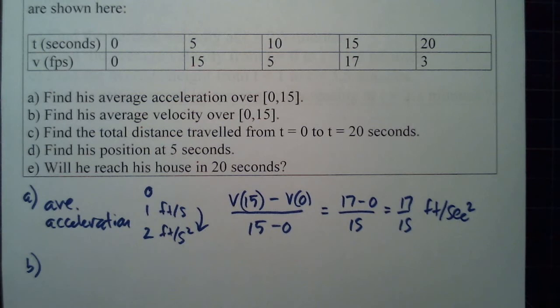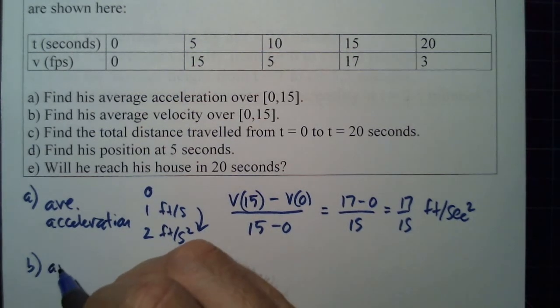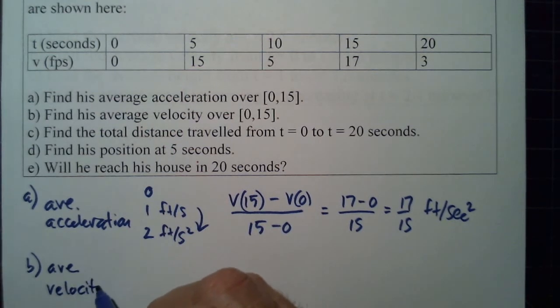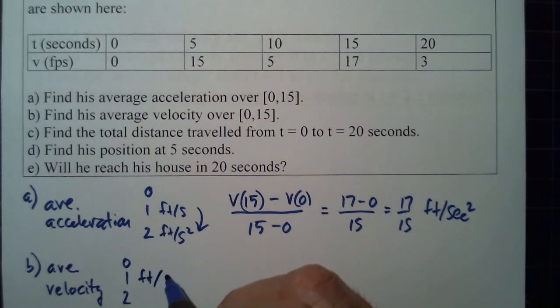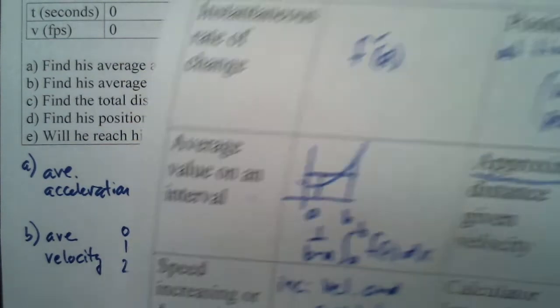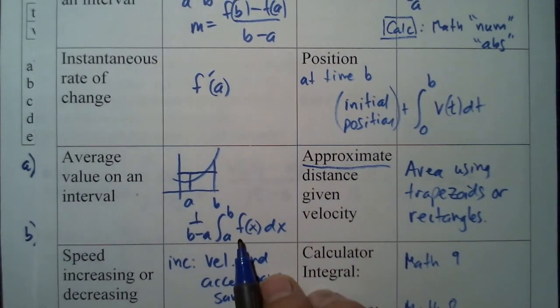So now we need to think. We know that that's the keyword, average velocity. And looking at the levels of rates, feet per second, we are starting at feet per second, and we're trying to find velocity, feet per second. We're starting on velocity, trying to find velocity, and it does the average, so that means we need to find the average value on an interval.